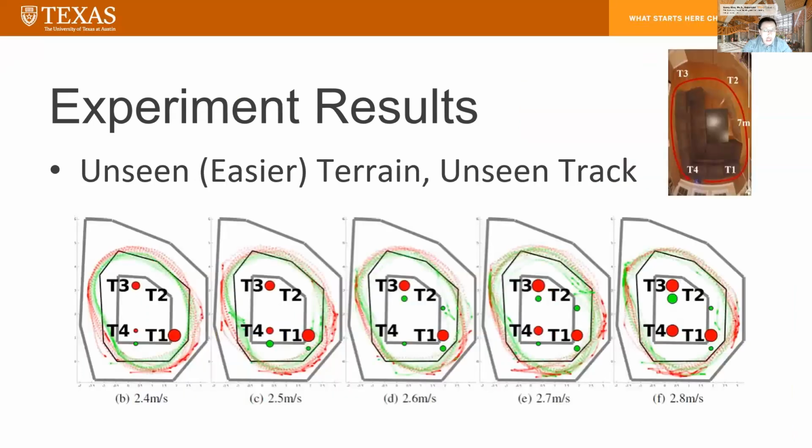We also deploy our learned model from the outdoor terrain to an unseen indoor terrain, which is basically my living room, so it's presumably an easier terrain. Note that the track layout is always unseen. It's always a different layout, because we train the model with data collected during off-track time. You can see the green learned model comes closer to the desired trajectory, and the red failure dots are much larger in all 4 turns compared to the green dots.